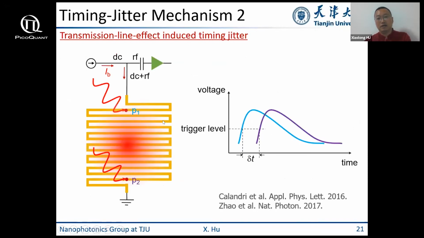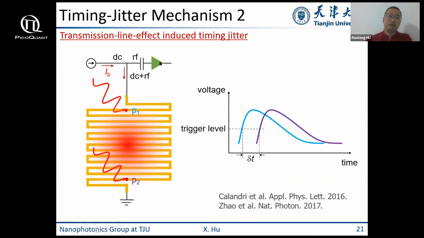Later, the MIT team, led by Professor Karl Berggren, discovered transmission line effect induced timing jitter. Basically, the nanowire serves as a transmission line with a quite low signal speed, about 0.2% or 0.3% of the speed of light. If a photon is absorbed and detected at the P1 location, there is a little delay, and if at P2, it takes a longer time for the signal to travel to the readout. There is a longer delay. Therefore, there is a distribution of the delay and uncertainty in the timing.